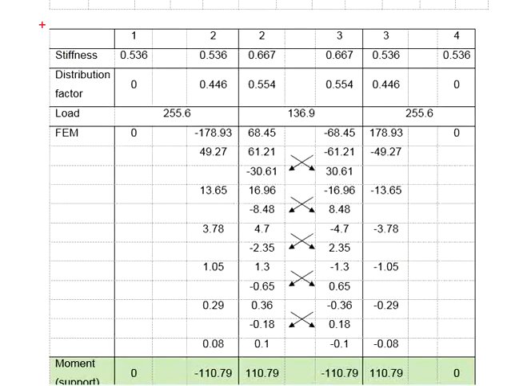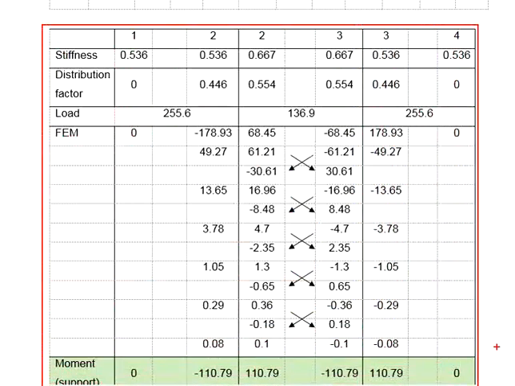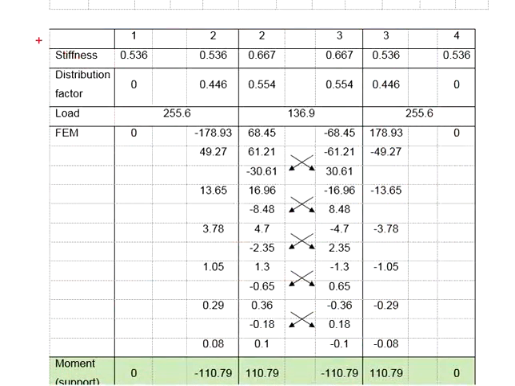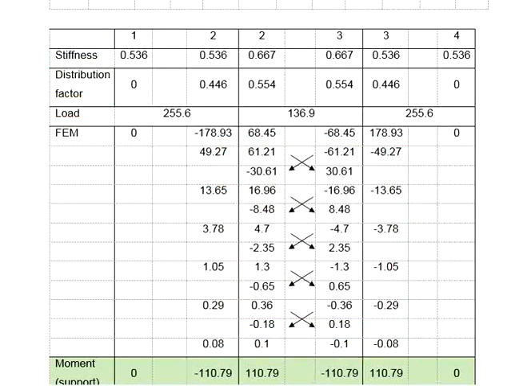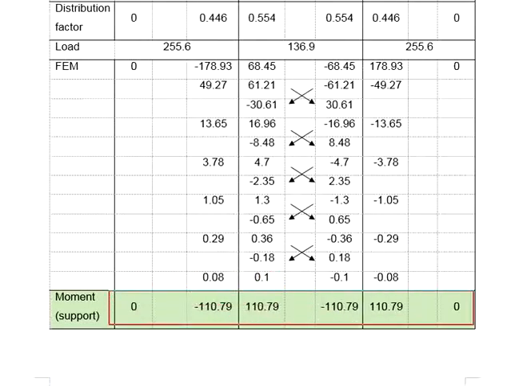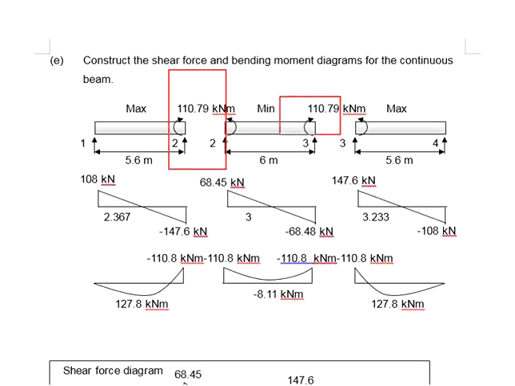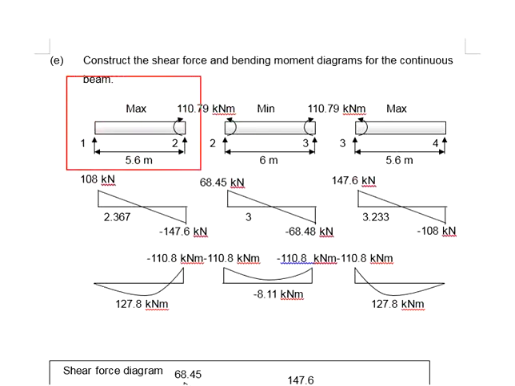This can be done by creating a table, finding the stiffness, distribution factors, fixed end moment, and carry over the moment until it reaches a static equilibrium state for you to determine the moment acting on the support. Based on the moment generated onto the support, use the principle of static equilibrium. Find the reactions.